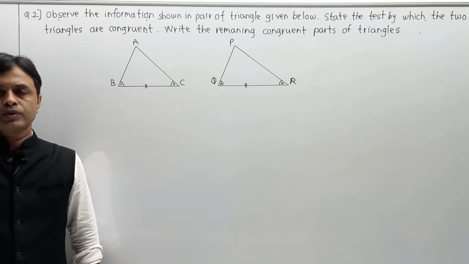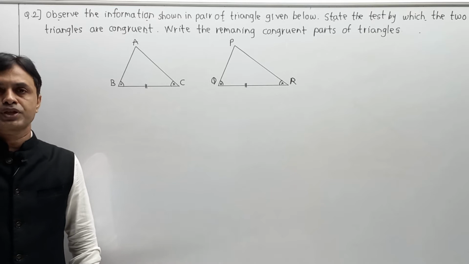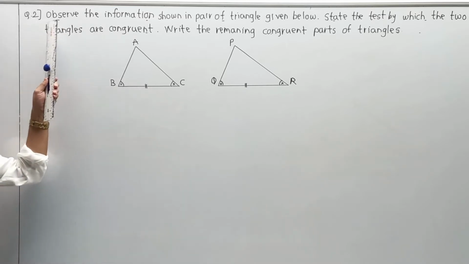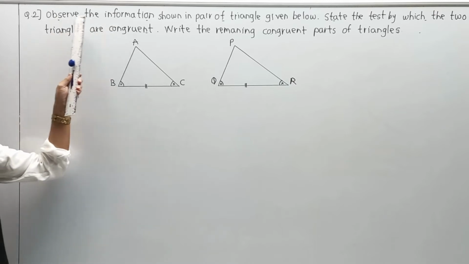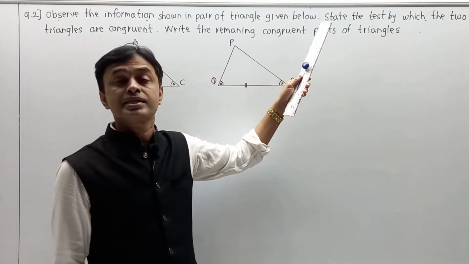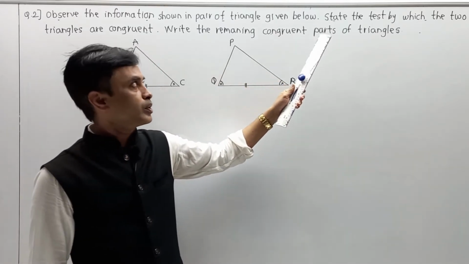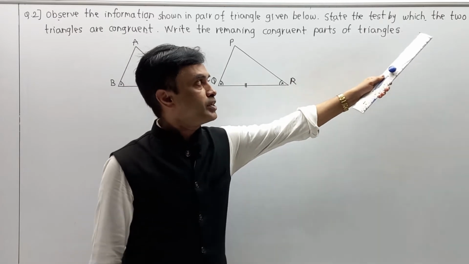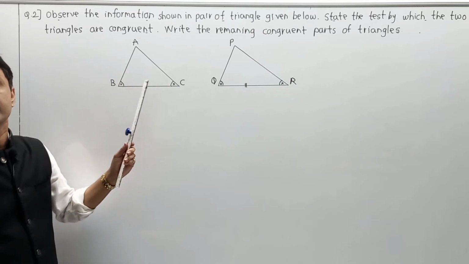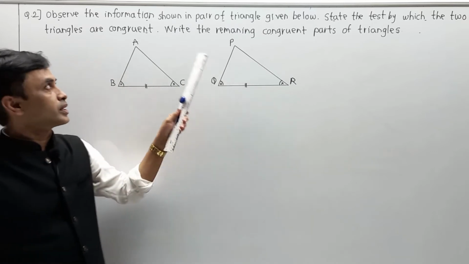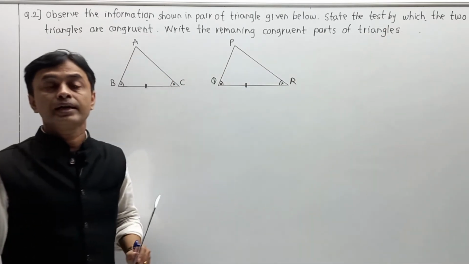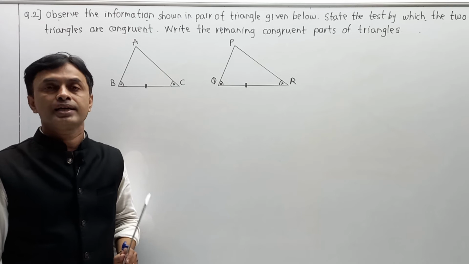Continuing with the last part, from question number 1 we are moving to question number 2. Observe the information shown in a pair of triangles given below. State the test by which the two triangles are congruent. Write the remaining parts of the triangles as congruent.